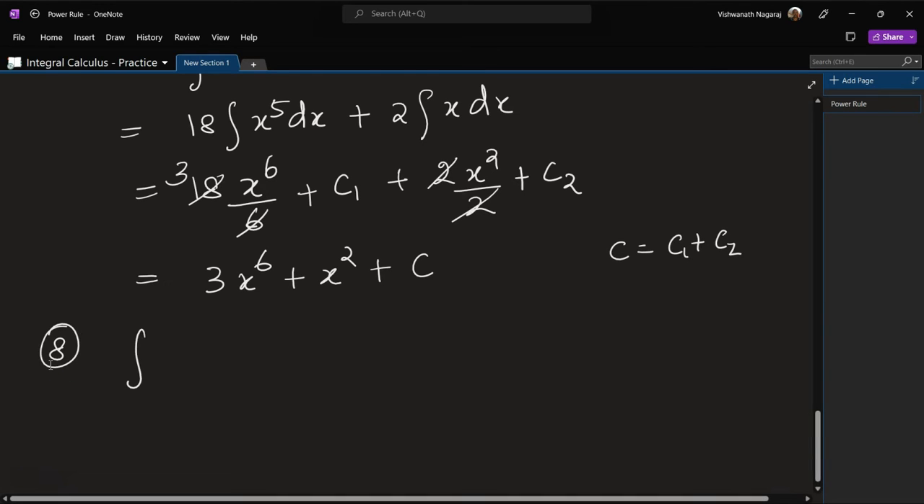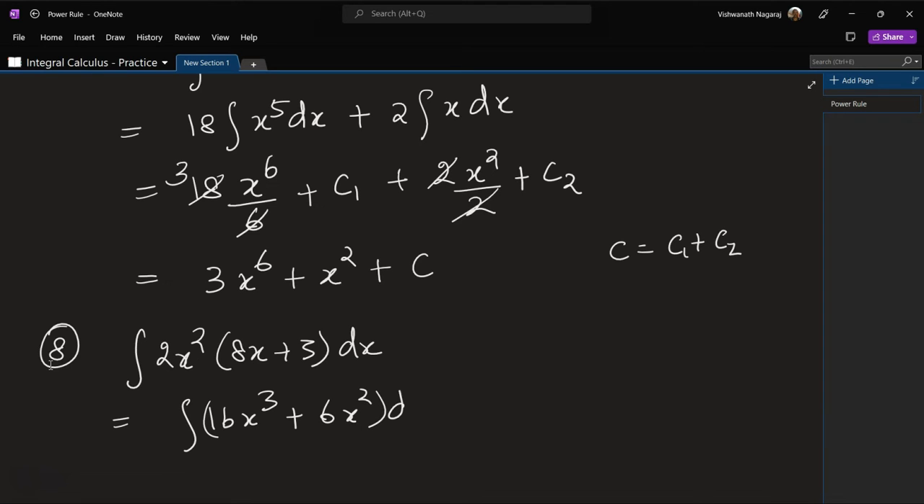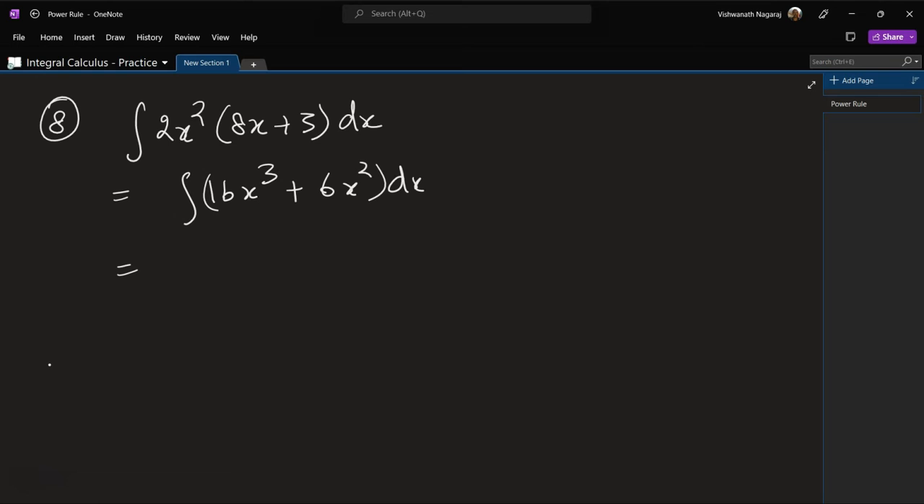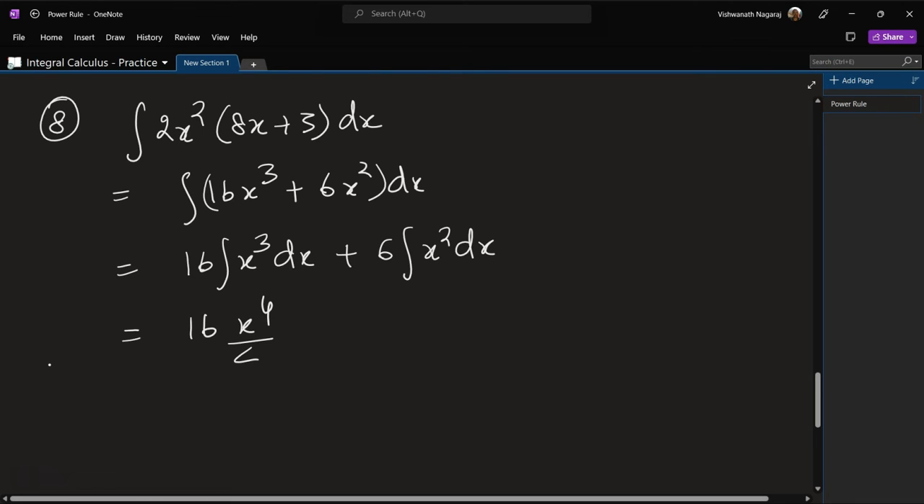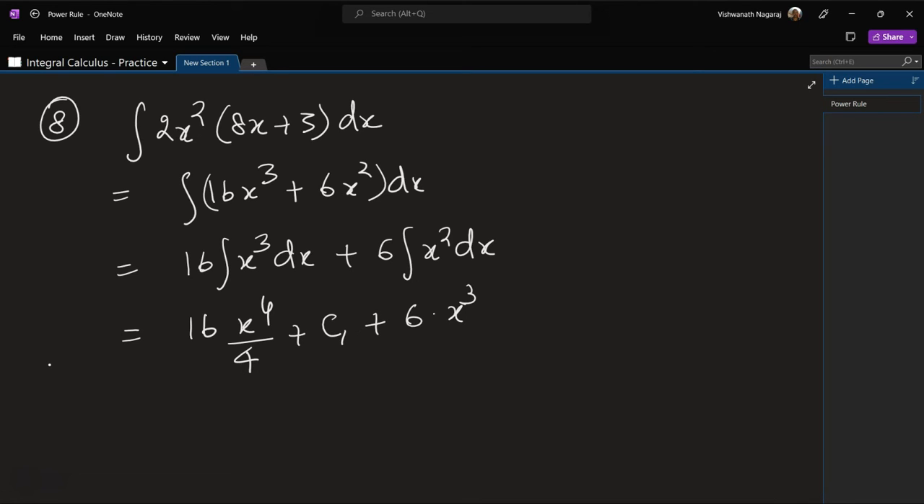Okay, eighth one, integral of 2x square times 8x plus 3 dx, which is equal to, we can write this as integral of 16x cube plus 6x square dx, which can be split up into 16 times integral of x cube dx plus 6 times integral of x square dx, which is equal to 16x to the power of 4 by 4 plus c1 plus 6 times x cube by 3 plus c2.